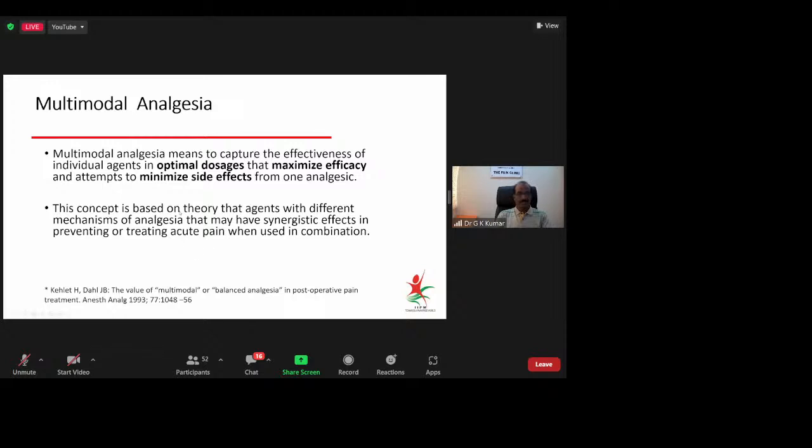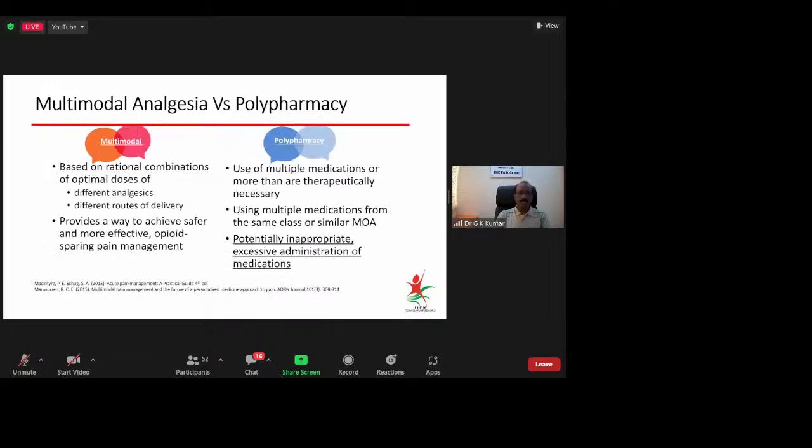That is called multimodal analgesia, because it all depends on how the drugs work along the pain pathway. This concept is based on the theory that agents with different mechanisms of analgesia may have a synergistic effect in preventing or treating acute pain when used in combination.